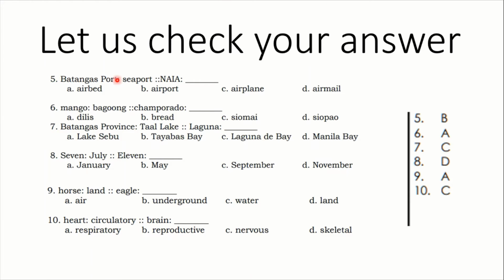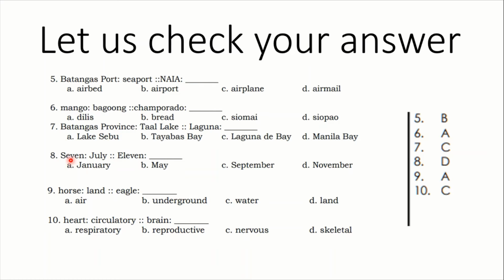Number 5. Batangas Port is to seaport as NAIA is to B, airport, Ninoy Aquino International Airport. Number 6. Mango is to tuba, bagoong is to, or as champurado is to A, dilis. Number 7. Batangas province is to Taal Lake as Laguna is to Laguna de Bay.